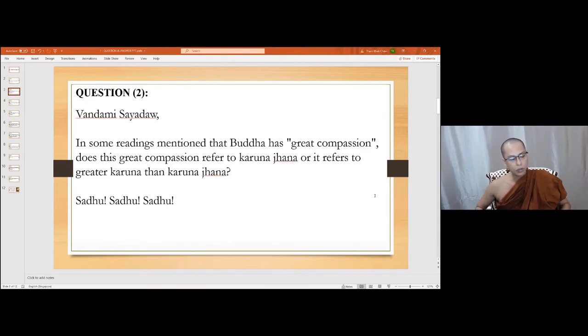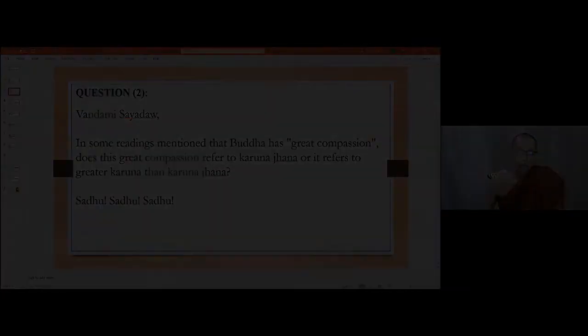I'm not so sure about the commentary explanation or how it is mentioned, but what I understand is that the greater Karuna refers to the compassion which arises in the Buddha's mind. The consciousness can be included, the great compassion which arises, whether it is jhana level or not jhana level, is regarded as the great compassion. This is what I understand, but I'm not so sure according to the literature explanation. Thank you, Bhante.